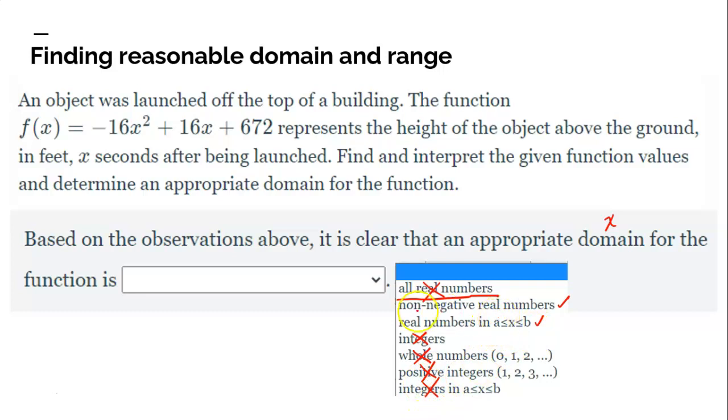So that leaves us with two options. If we say non-negative real numbers, that means it could be anything 0 and above. Well, remember when we got to a certain point and then the object went under the ground? It can't be all the non-negative real numbers. It needs to be real numbers in between some value of a and b. So we would say an appropriate domain is real numbers between a and b. We don't need to know more about that. They just want us to think about sets of numbers and where those should be.